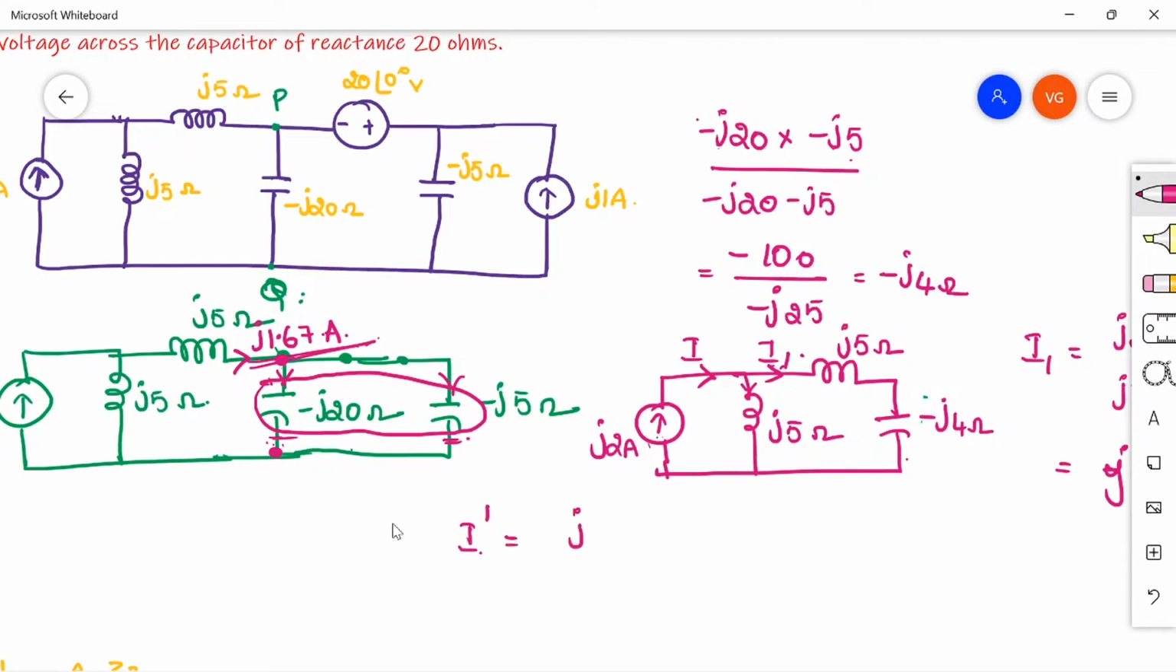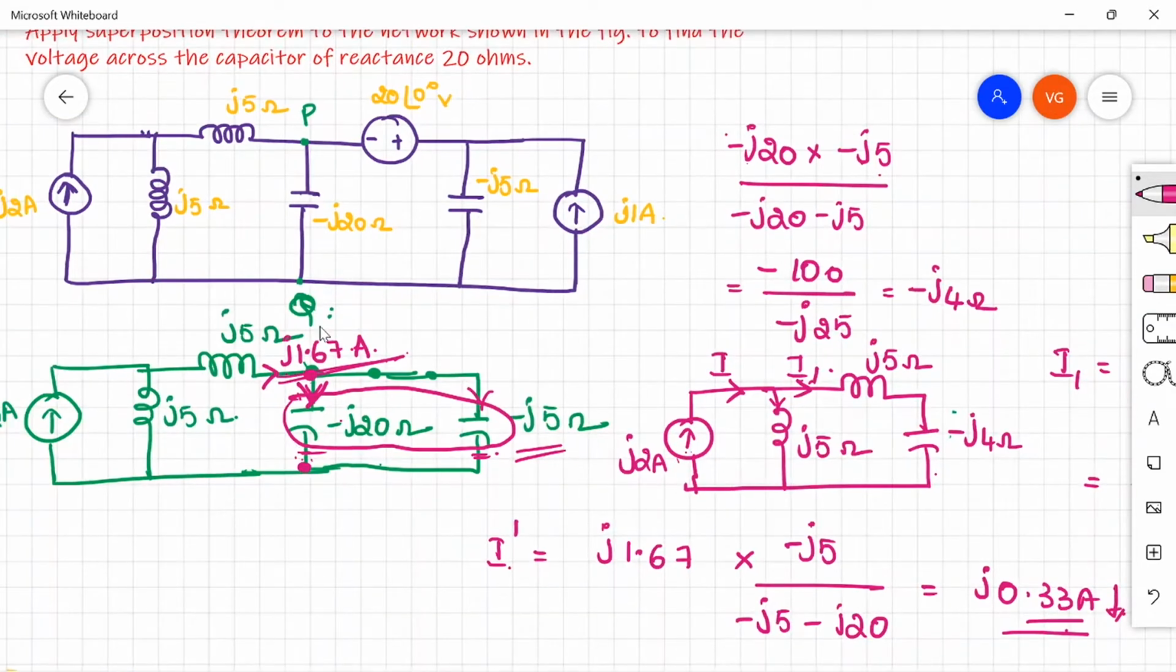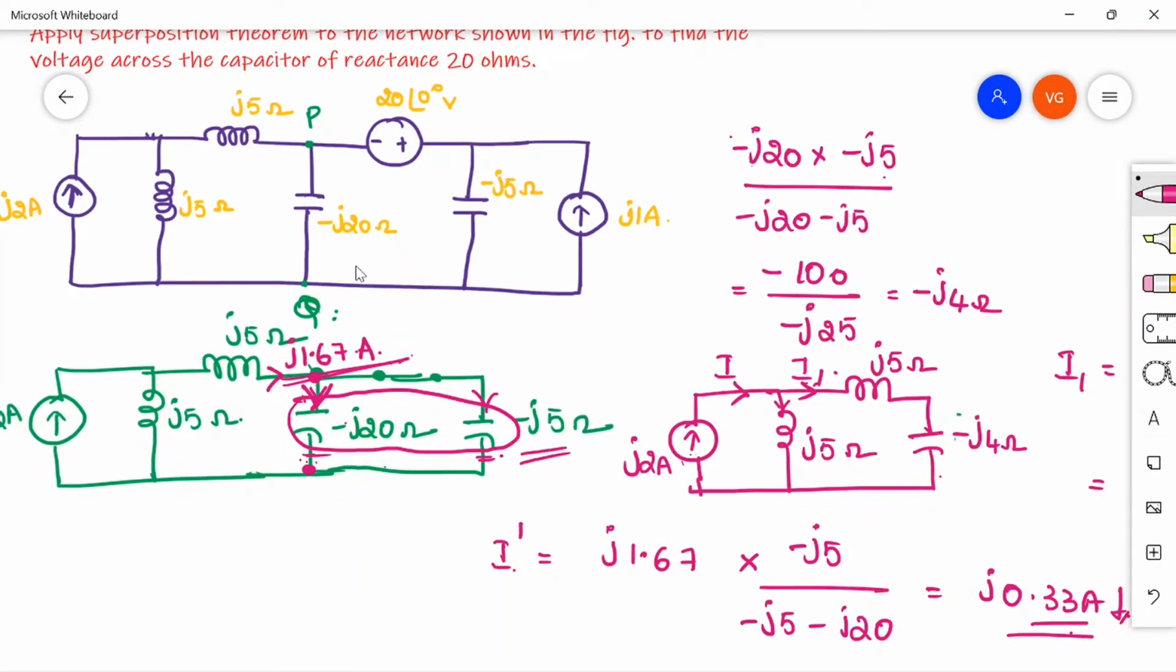Okay, so again by the current division rule, total current j1.67 into the opposite one, that is minus j5, divided by the sum of the resistances, minus j5 minus j20. So if you solve this, you will get j0.33 ampere, in the downward direction. So the current that is flowing through PQ, that is the minus j20 ohm capacitor, because of this current source is j0.33 ampere. So let us repeat the procedure for the other two sources also.